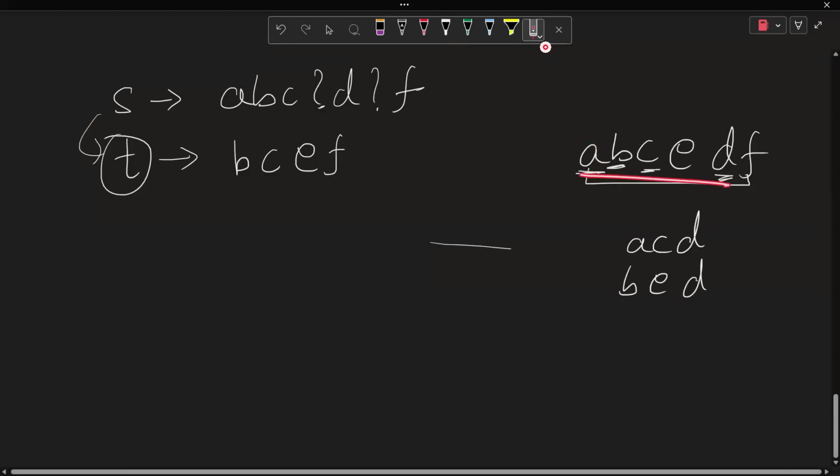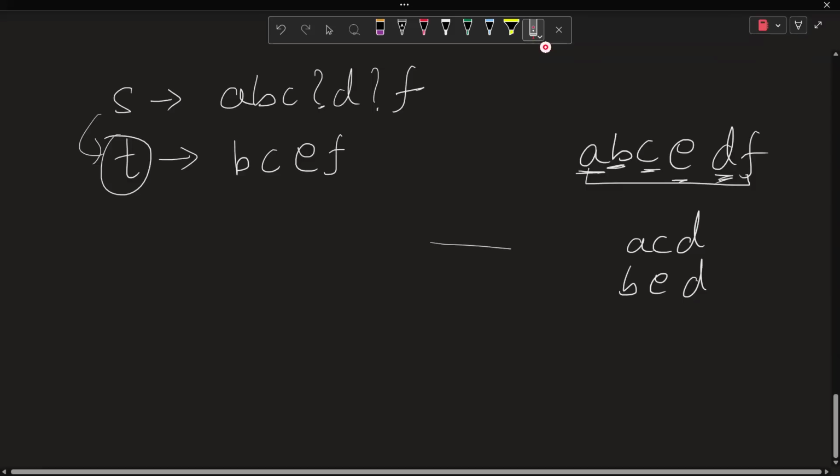Like this, if we just take a subset of that string, that's what we mean by a subsequence. So it should follow the same order. So A is here, then C should be after A, D should be after C. Same way, if B is here, E should be after B, and D should be after E. That's what a subsequence means.